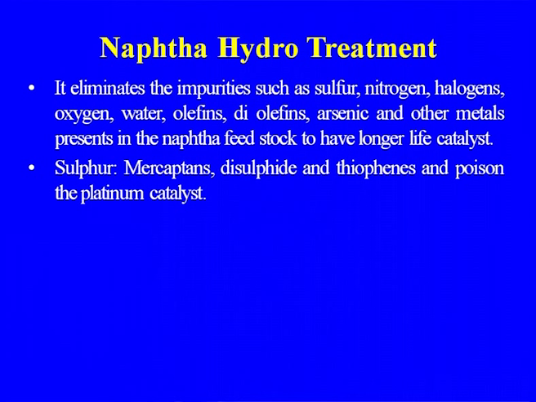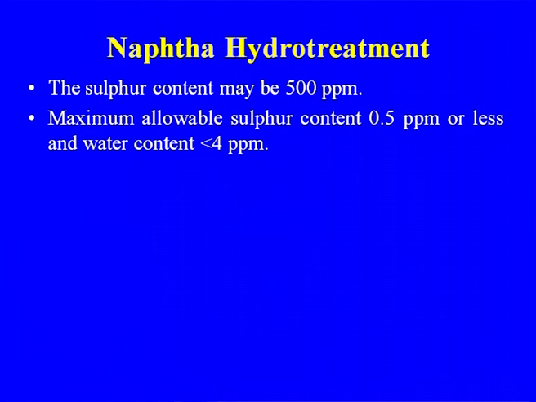Sulfur, as I discussed earlier, may be in the form of mercaptans, disulfides, thiophenes, and all these sulfur compounds will poison the platinum catalyst. The sulfur content may be as high as 500 ppm, depending upon the type of crude oil you are processing. If the crude oil is heavier, the sulfur content will be high. If you have low sulfur crude oil, the sulfur content will be lower. But in any case, our requirement for the sulfur content in the final naphtha going to the catalytic reformer is 0.5 ppm or less, and water content less than 4 ppm.